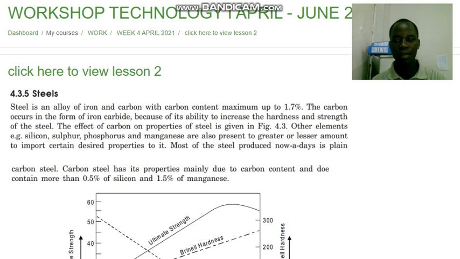There are other elements used in making steel which are mixed with iron other than carbon. These elements include silicon, sulfur, phosphorus, and manganese. We will discuss the effect of adding these elements in the next class. So let's see how the carbon content varies the properties of steel.